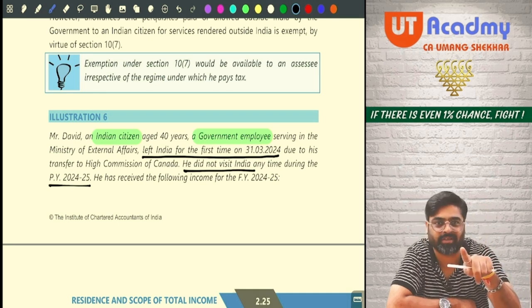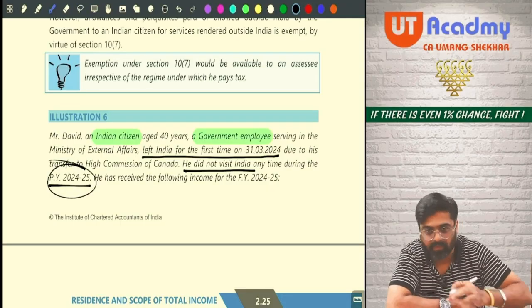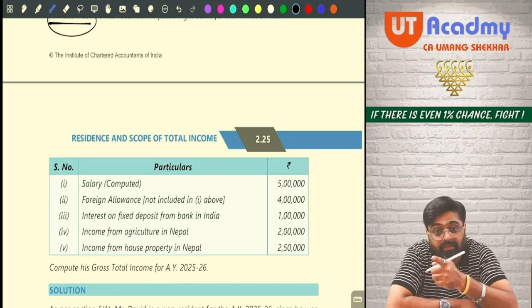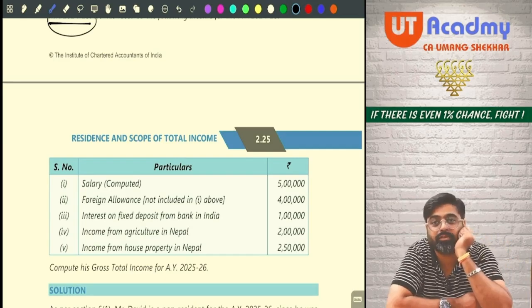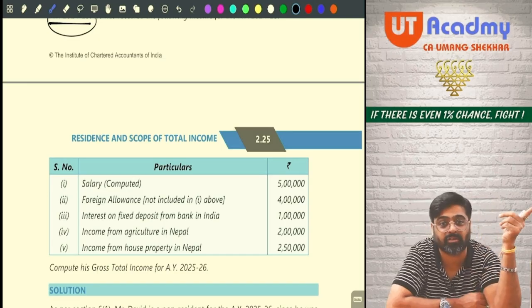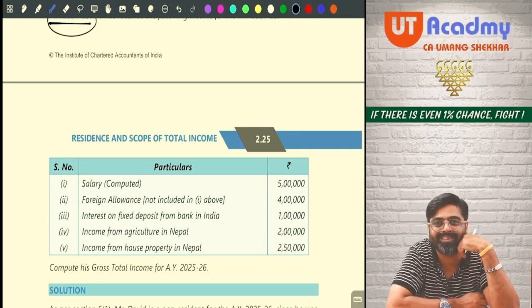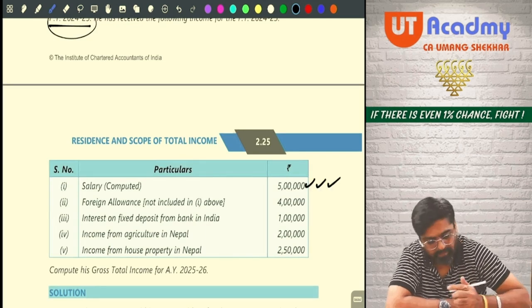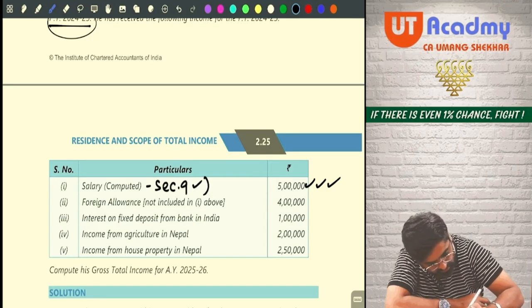Now based on this residency status, whatever income David has earned for this year, the details are given. Getting my point? Now tell me whether these incomes for a non-resident will be taxable in India or not. He is receiving salary over there. Don't you think an Indian citizen receiving salary outside India for rendering services outside India from the government, this is under section 9, deemed to accrue or arise in India? So this will be tick, tick, tick, because this is covered in section number 9. Yes or no, sir?